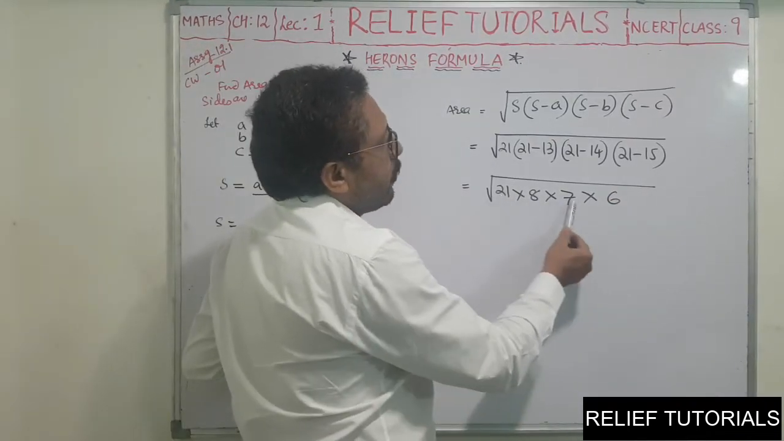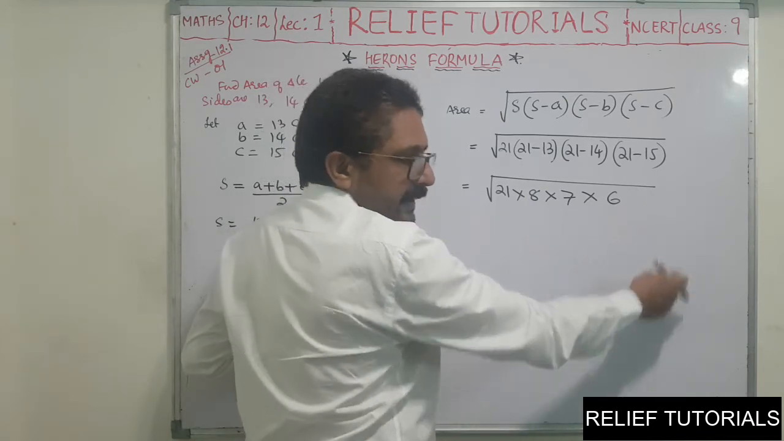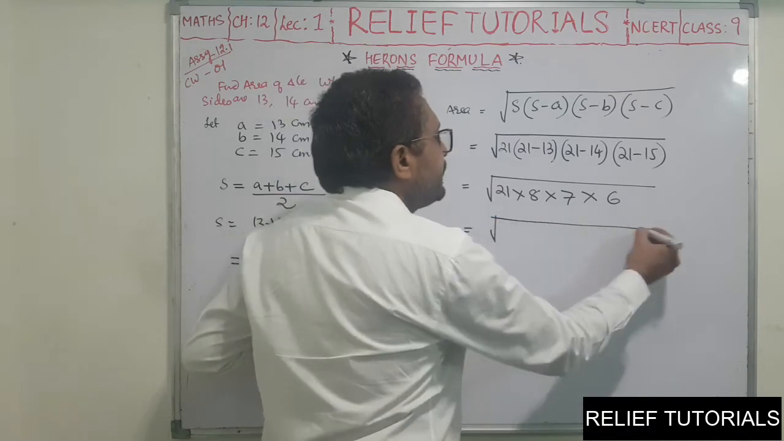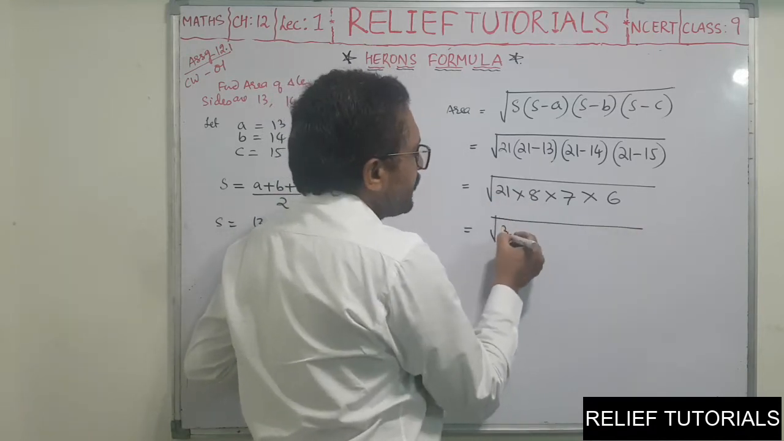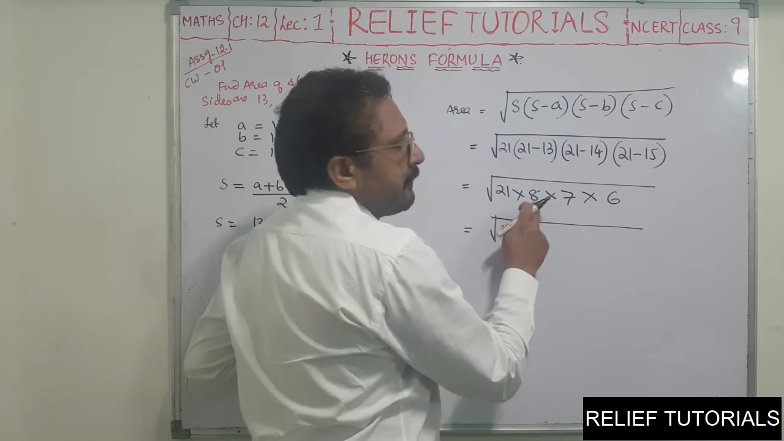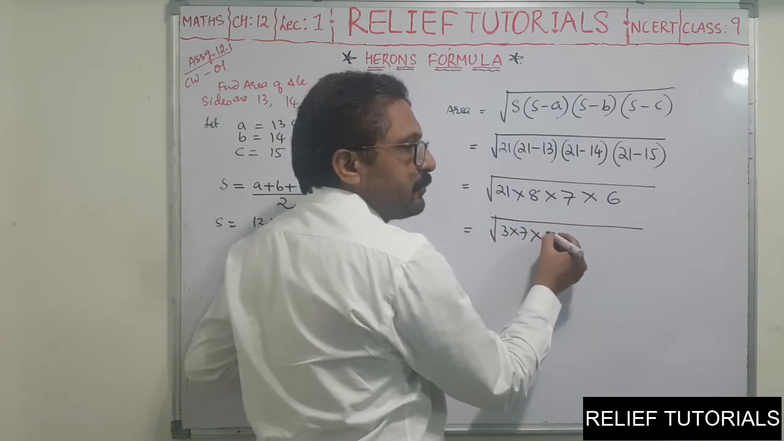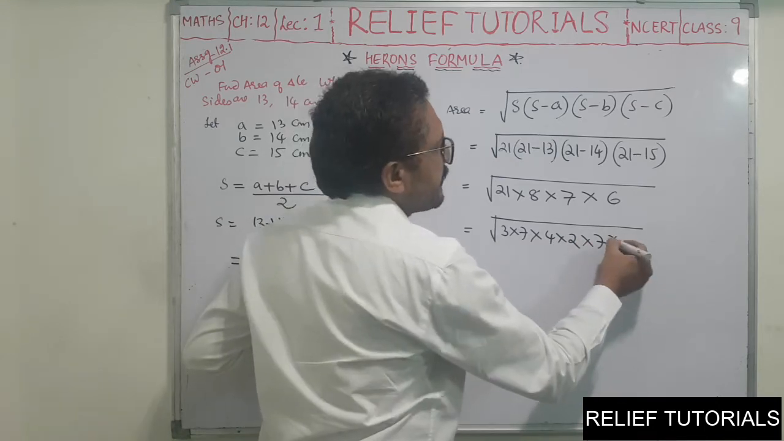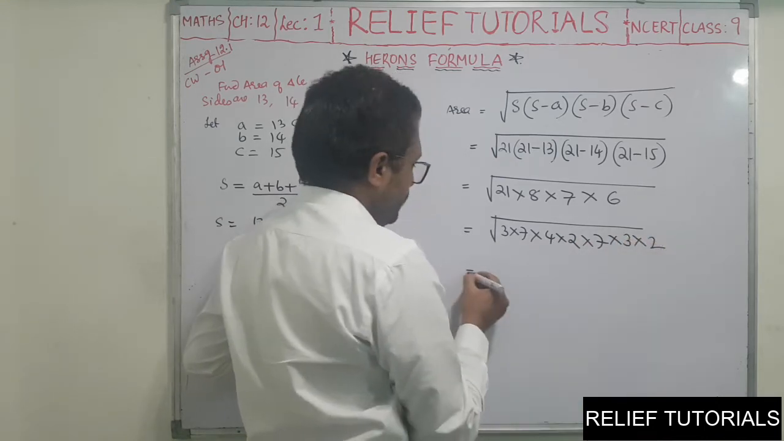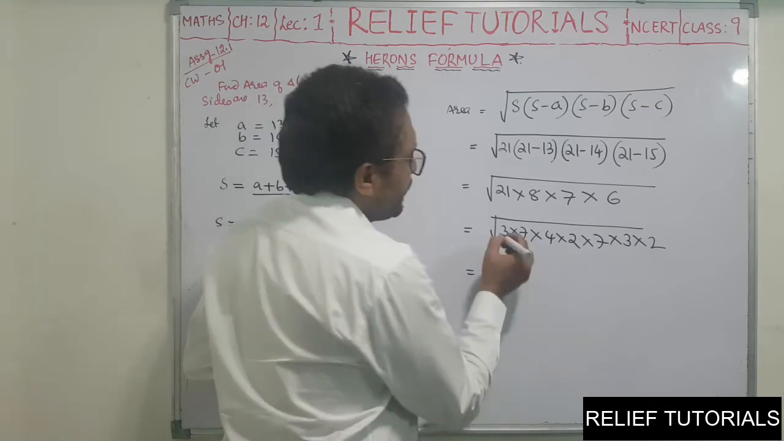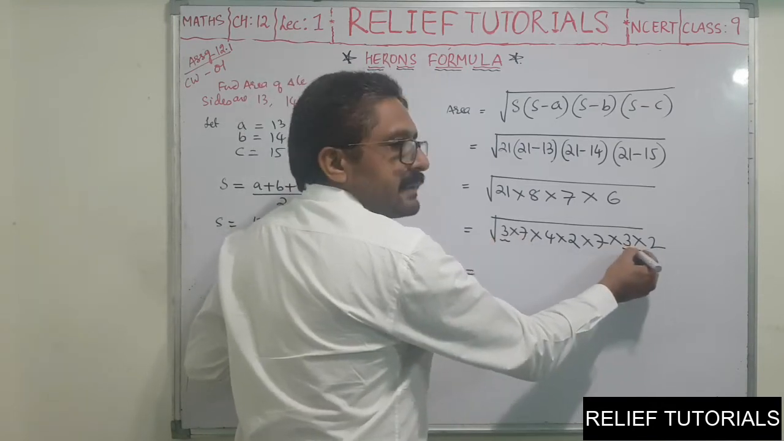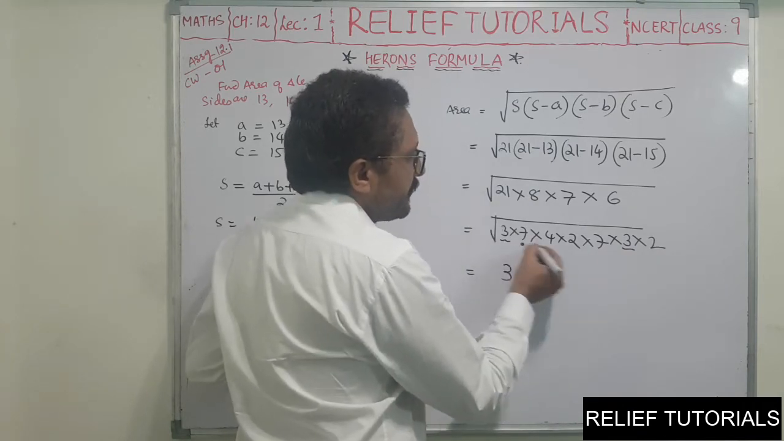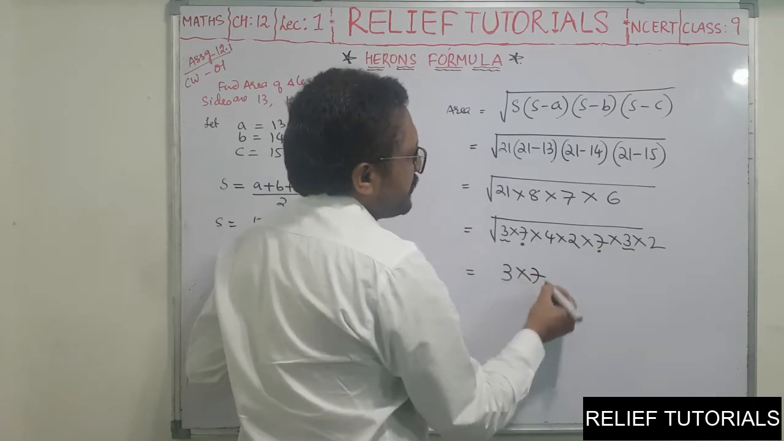I told you, you multiply all these numbers, you will get a bigger number, you find the root. But I told you that the easy way is you will split the factors. 21. Factors of 21 is 3 into 7. Factors of 8, so 8 I can write 4 into 2. 7 is a prime number. 6, 3 into 2. Now you have to find a pair, make a pair. See here, 3, 3. 3 threes are 9. So root of 9 is 3. Then this 7, 7. So you can write into 7.